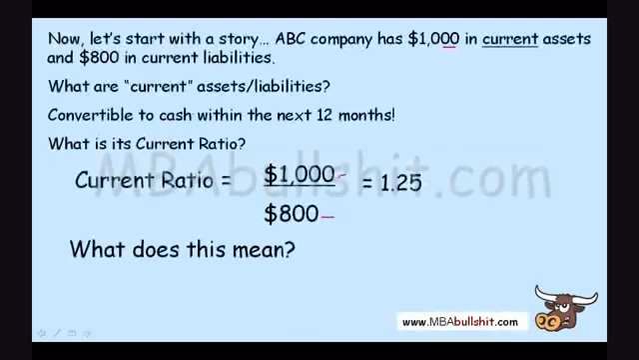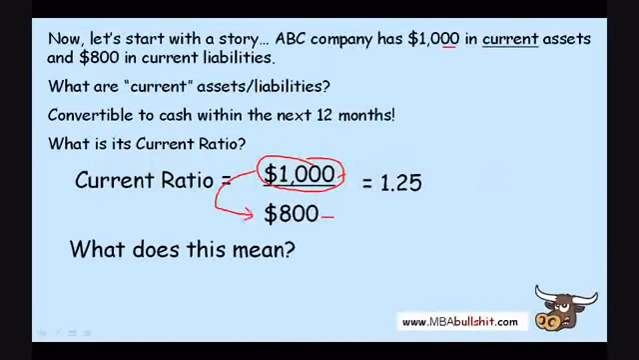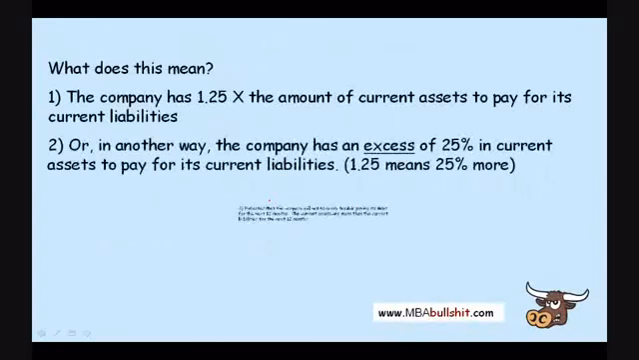As you can see here, these current assets can be used to pay for the current liabilities. Current assets pay for the current liabilities over here. And they have an excess of 25%. So they have 25% more in current assets to pay for its current liabilities.